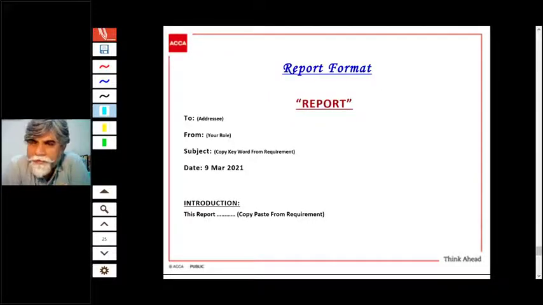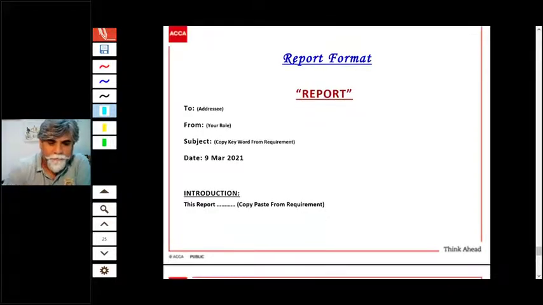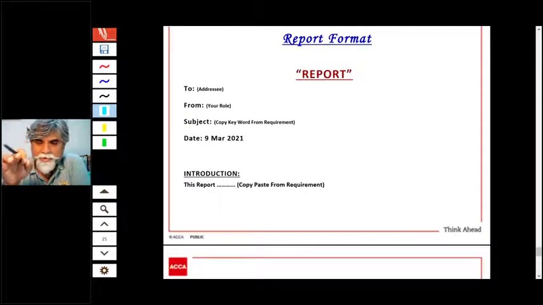So let's first understand the report format so that we are able to prepare a report when we start the question. Please pay attention, because the examiner says that students do not give appropriate formats. So whenever you are asked for a report, you will always start from a fresh page.